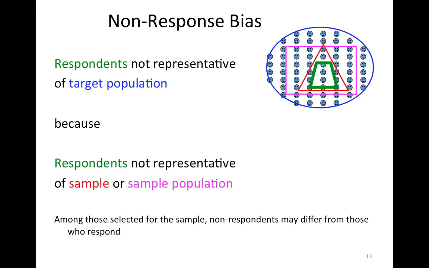So again, selection bias has to do with whether the people or the units you attempt to include are representative. Non-response bias has to do with whether the people or the units in your sample are even willing to participate in a way that's representative or not.